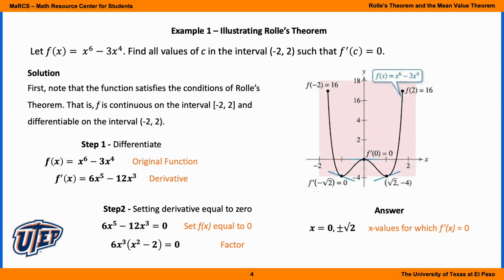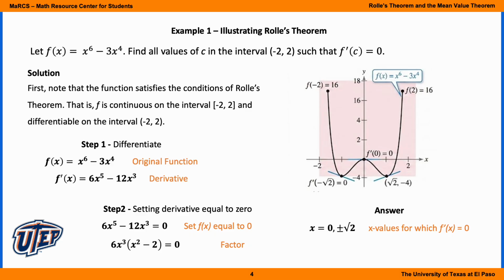Here we have an example illustrating Rolle's theorem. So we have a function f(x) equal to x^6 minus 3x^4. Now we are told to find all values of c in the interval (-2, 2) such that f'(c) is equal to 0. And note that the interval that we're given is open.